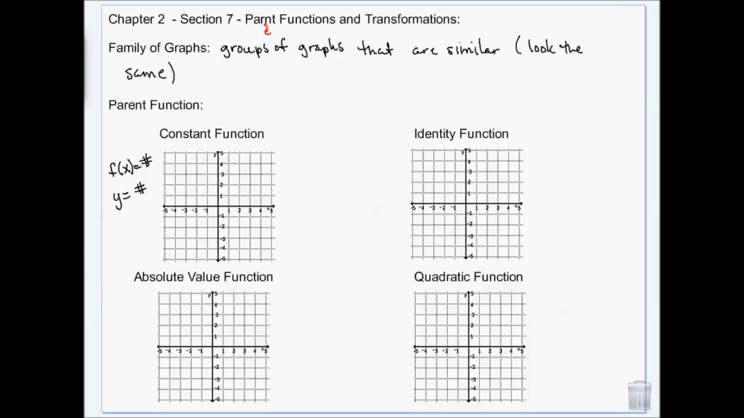Okay. So it's just a flat line. And the parent function of it, sorry, is y equals 1. Put that in the wrong space. The parent function is y equals 1.